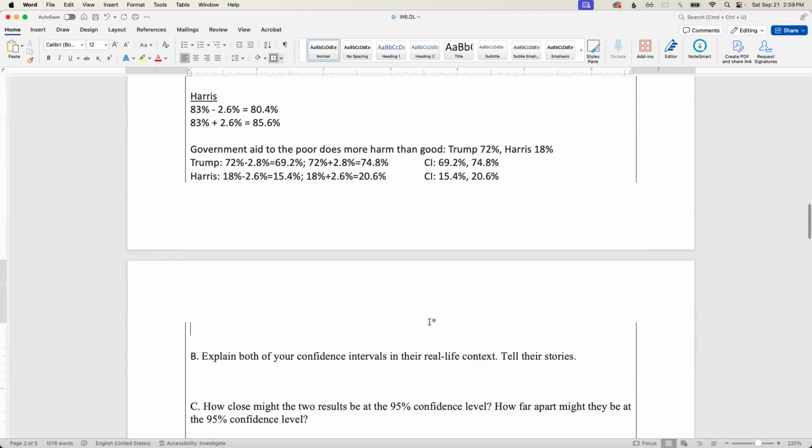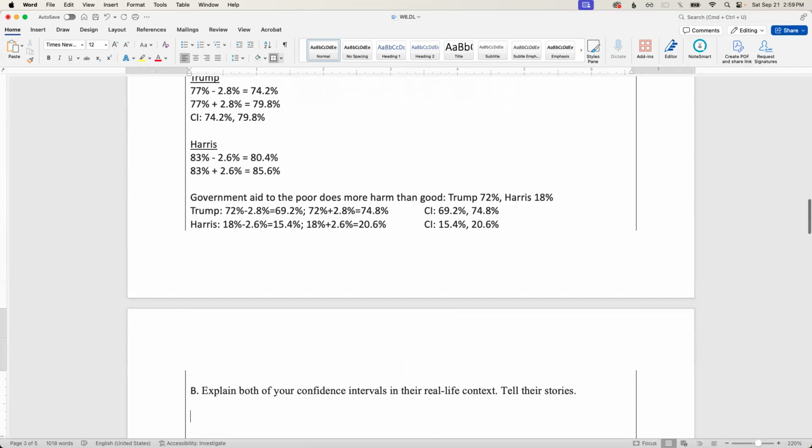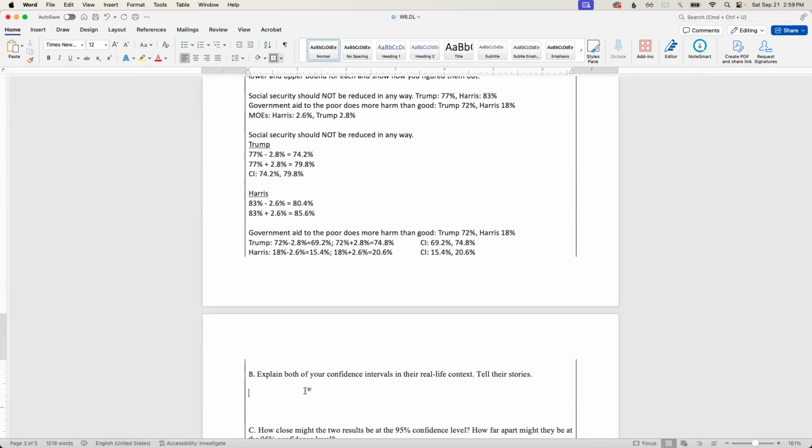Okay. So now I'm going to explain these in a real life context. For the Social Security one, for all of these, we're going to say we're 95% confident that, for Social Security, it's somewhere between 74.2% and 79.8%. So that's my lower and upper bound of Trump supporters who feel that Social Security should not be reduced in any way.